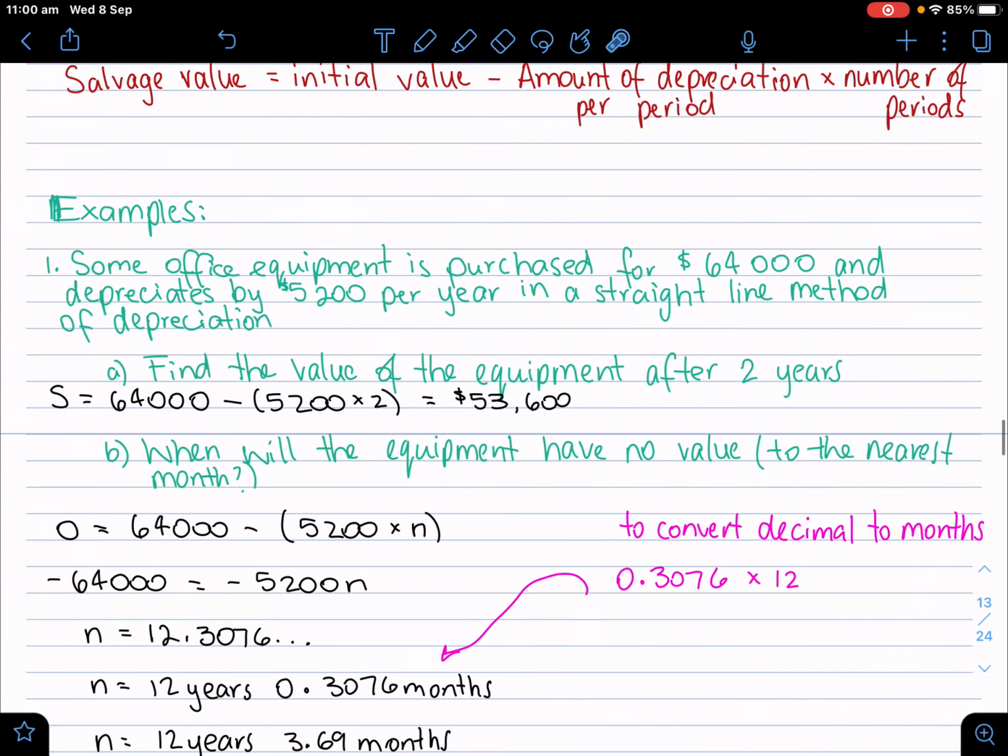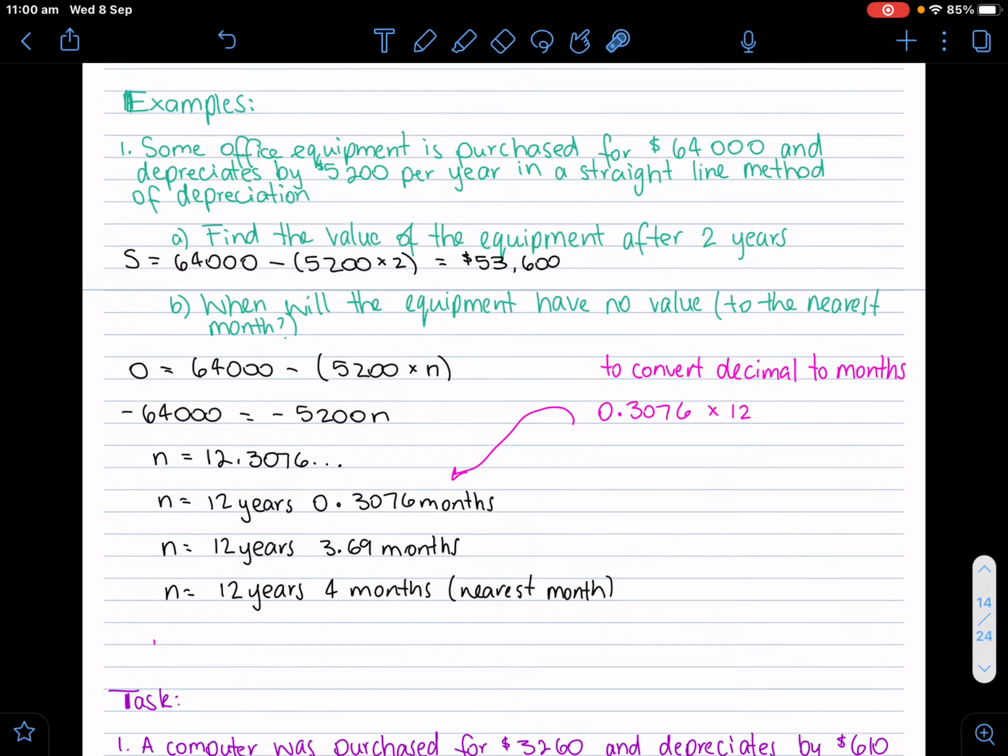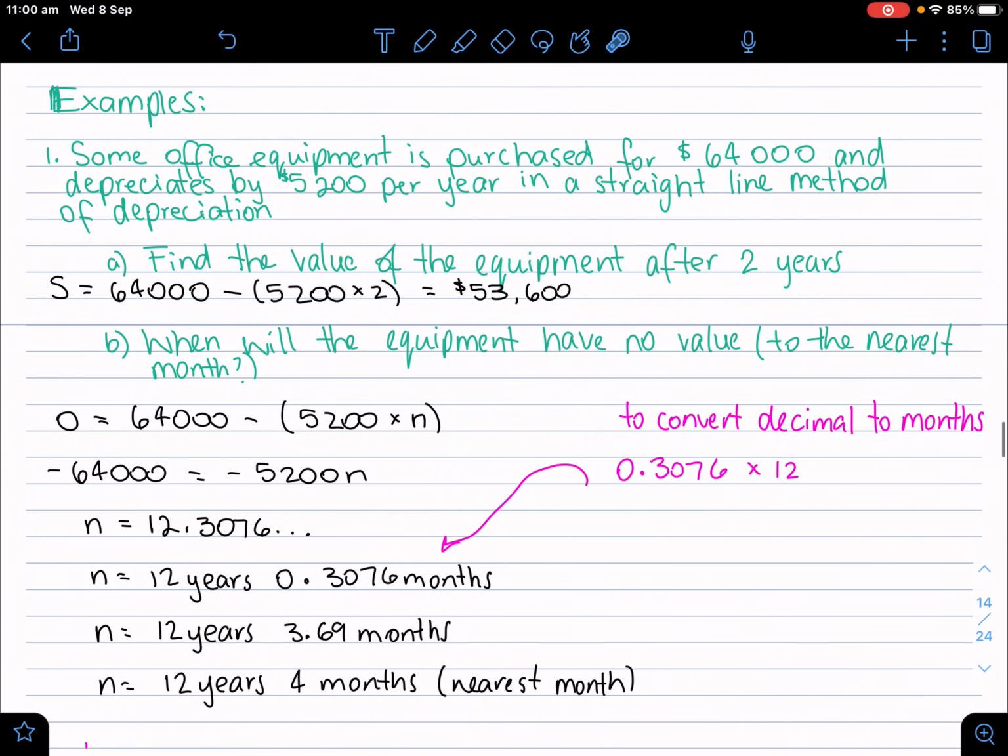Let's go through a few examples. So, some office equipment is purchased for $64,000 and depreciates by $5,200 per year in a straight line method of depreciation. The question's asking, find the value of the equipment after 2 years.